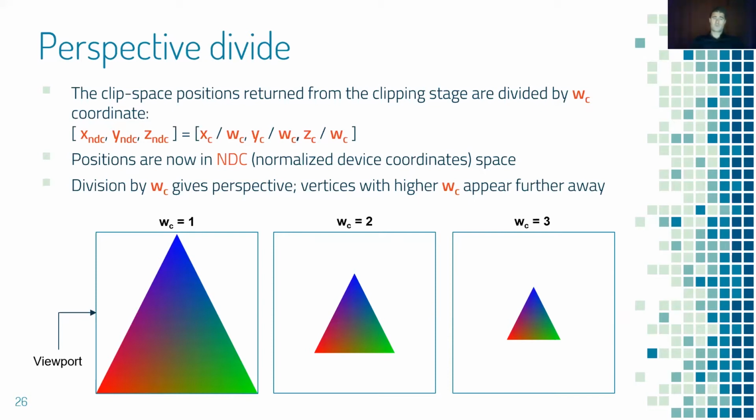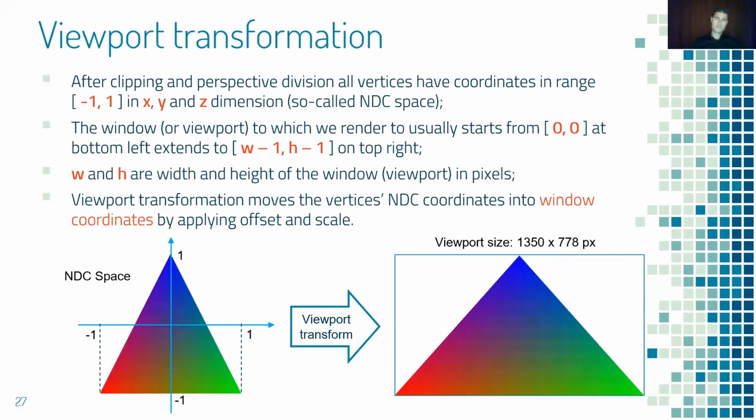Let's move to viewport transformation. After clipping and perspective division, all the vertices have coordinates in the range -1 to 1 in the X, Y, and Z dimensions. This is, as we said already, NDC space, normalized device coordinate space. The window or viewport we render to will usually start from 0, 0 at the bottom left and go to W minus 1, H minus 1 at the top right, where W and H are the width and height of the window or viewport in pixels.